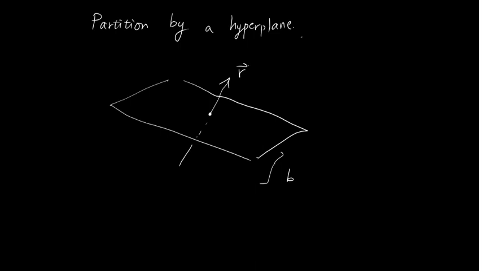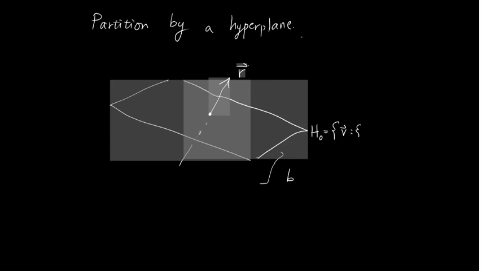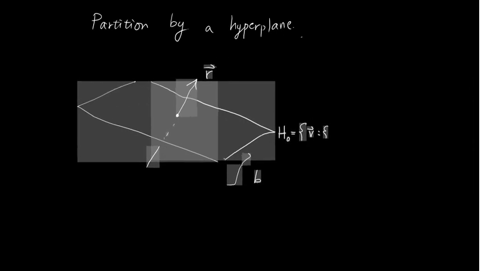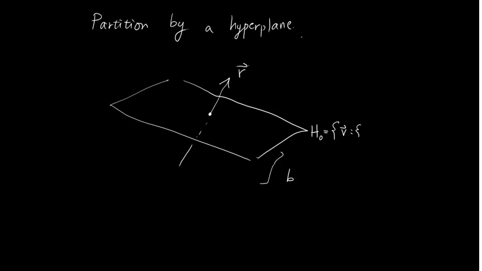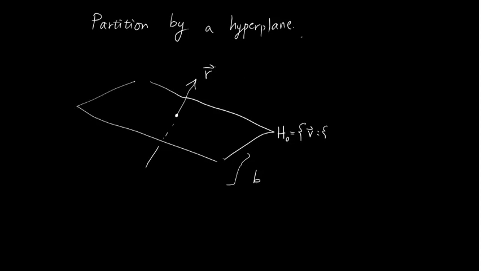The first case is the hyperplane itself. I call that H0. This H0 is defined by all the V such that, let me move everything to the left, the inner product of V and R is equal to 0.